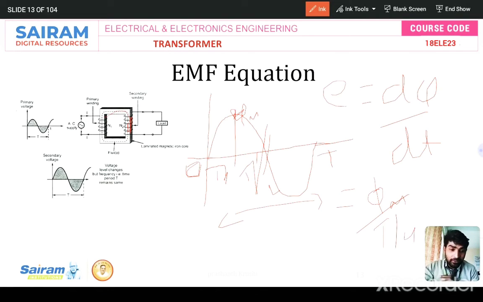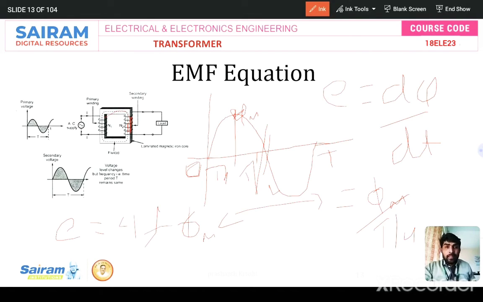What about the time? T is 1 by frequency, right? So we will get the equation like this: E is equal to, I'll take T as 1 by F, so 4F phi m. And the induced EMF depends upon the number of primary winding turns, right? So I can take N1 afterwards, and this is the average induced EMF.